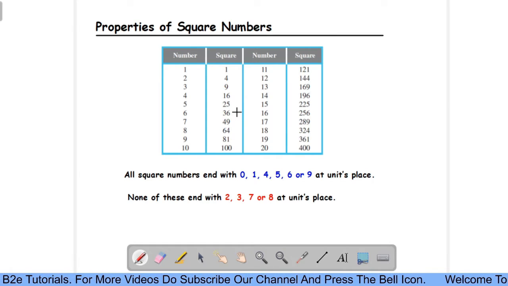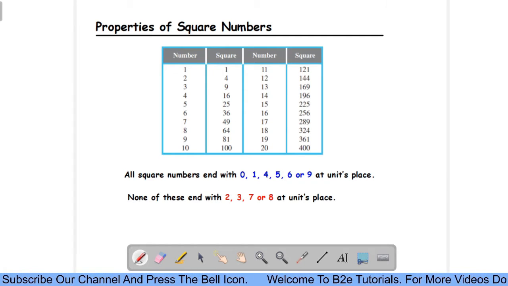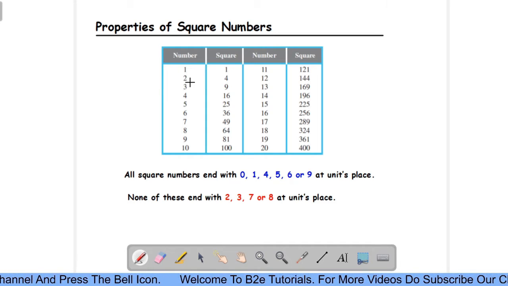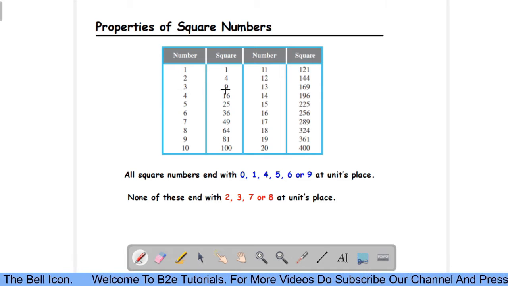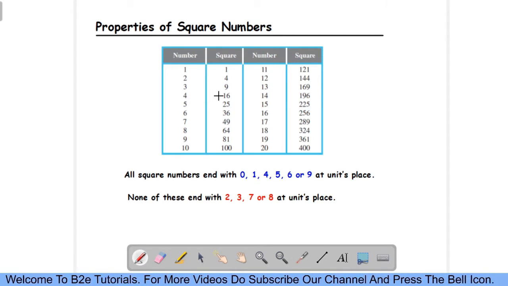Now, properties of square numbers. Here let us see the table. It is the squares of the first 20 natural numbers. You see here, square of 1, it is 1. Square of 2, it is 4. Square of 3, it is 9. Square of 4, that is 4 into 4, 16.